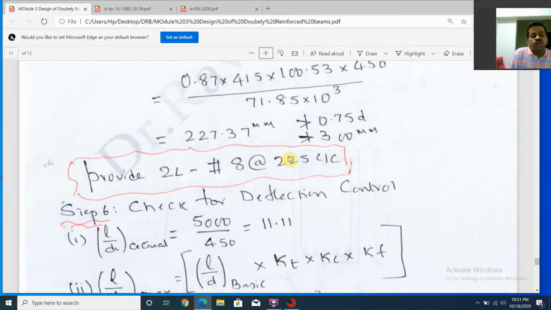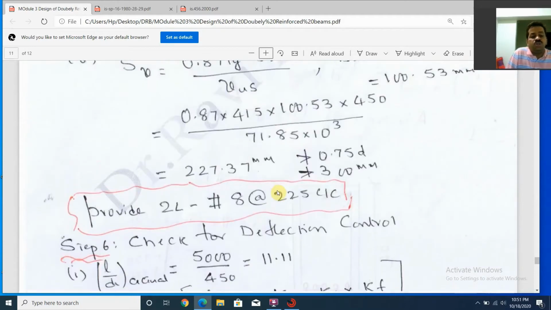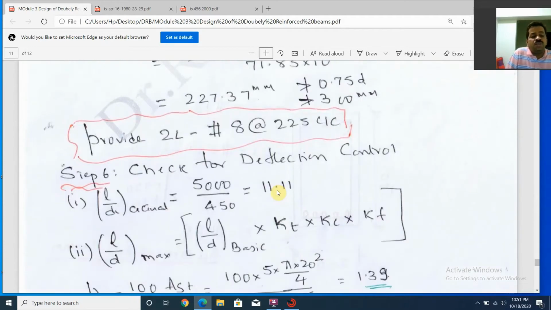So hence the check for bending moment and the check for shear reinforcement is over, but there is a small step given in the problem, check for deflection control. How do I check the deflection control? We have L by D actual. The span of this problem given in the question is 5,000 and the effective depth is 450. Hence, you would get 11.11 in this problem.